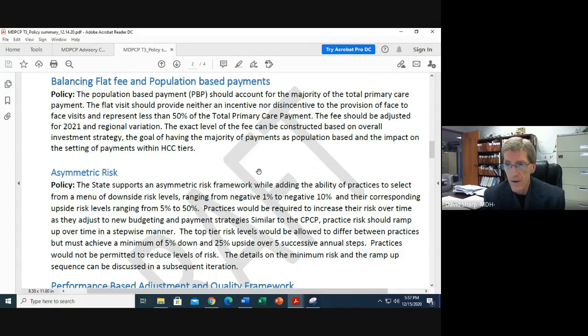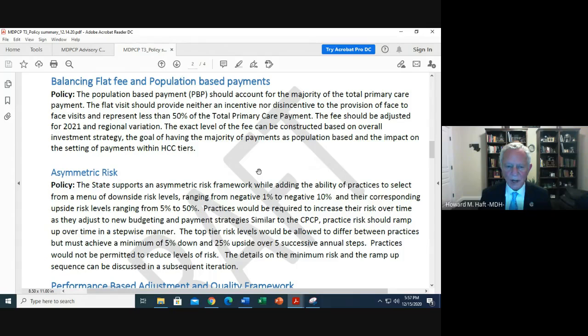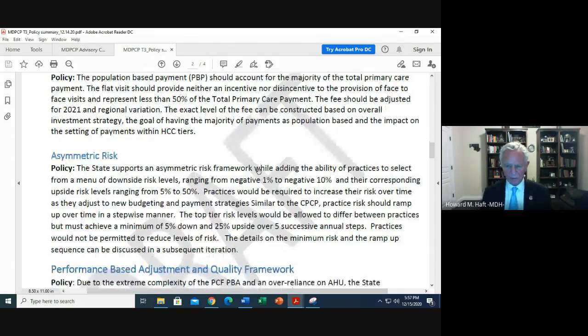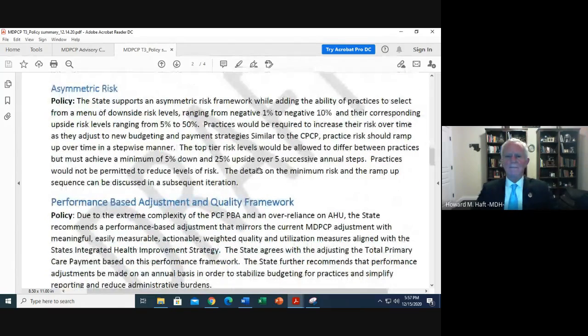Other comments here? Okay, Dr. Haft. So, great comment. Next was asymmetric risk, and I think Stacia commented on this earlier also. I think our policy approach here is that rather than having a fixed minus 10% and up to 50% upside, we would allow a range of initial and subsequent risk levels. They would still keep the asymmetry in the same format.